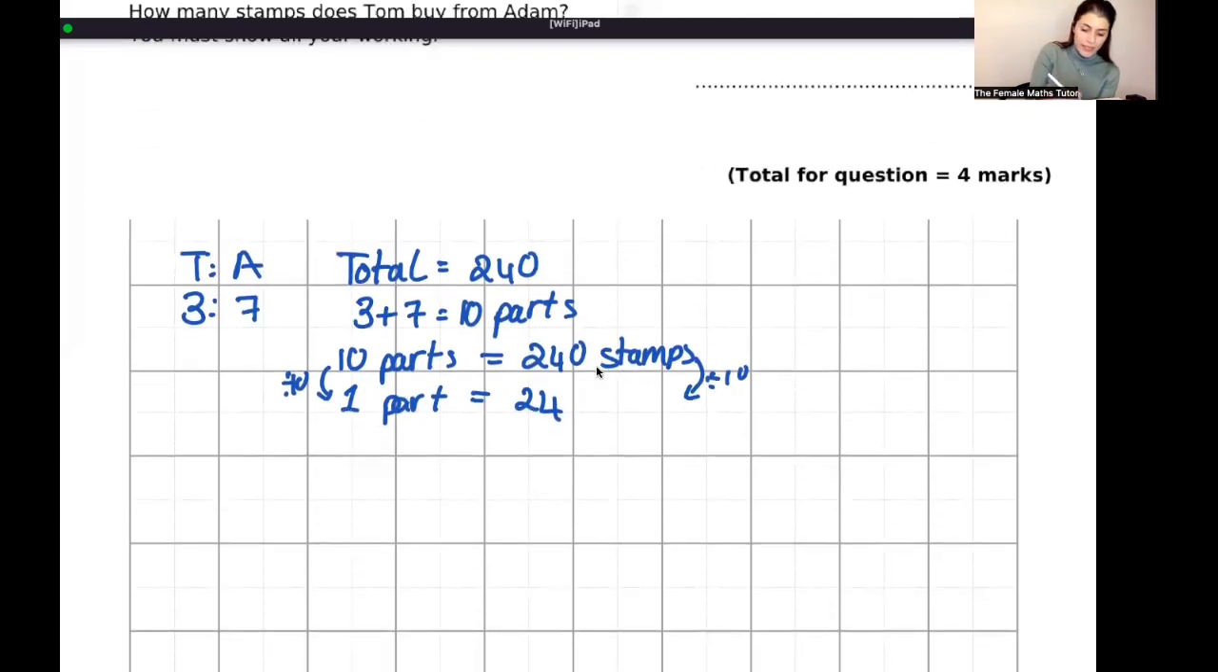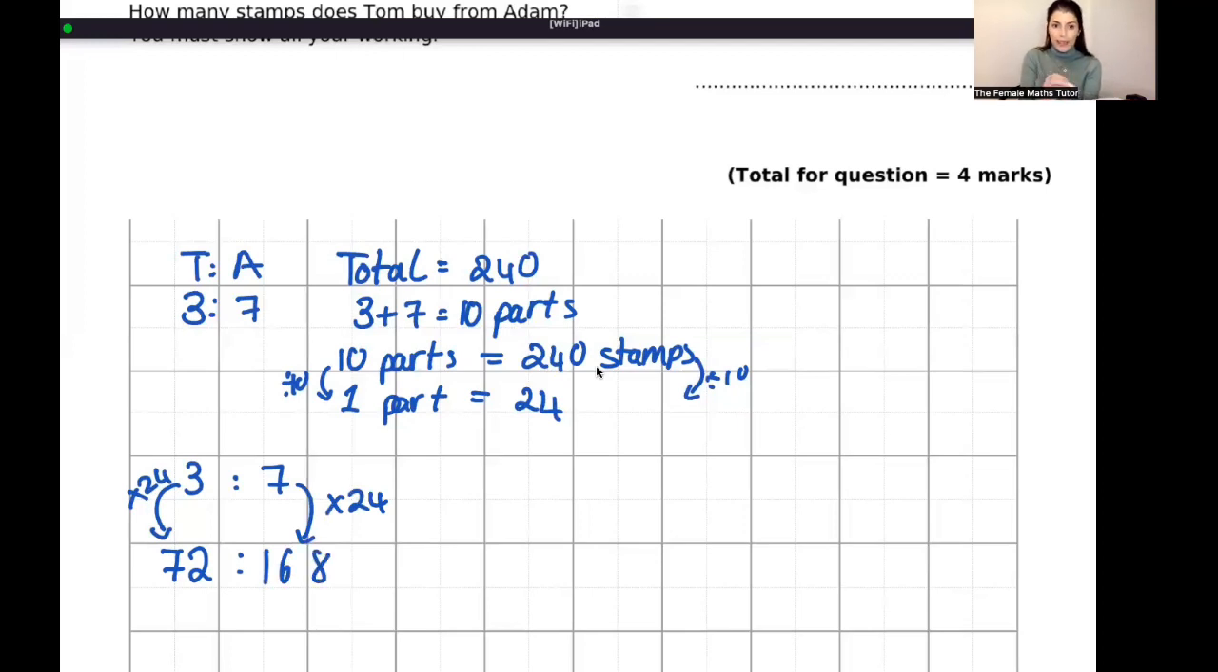If I write this again underneath, 3:7. So 3 ratio parts, I'd have to times by 24 to get 72 stamps. So Tom got 72 stamps. And Adam, who had 7 ratio parts, I times by 24 as well, which gives me 168 stamps. So we've got here how many stamps Tom and Adam got.